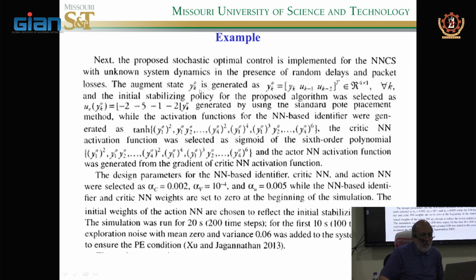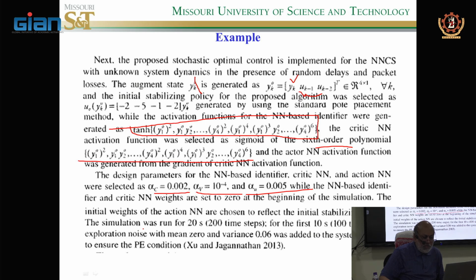So, the augmented state vector, remember we talked about it, since the output alone is measured, yk, see that? So here is yk, and then in the augmented state we are taking uk minus 1, uk minus 2. So the dimension of this vector is 3 by 1. And we are using tangent hyperbolic and a polynomial activation function. The critique uses a 6th order polynomial, and it was generated using the gradient of the critique. And here are alpha C, alpha V, alpha U.